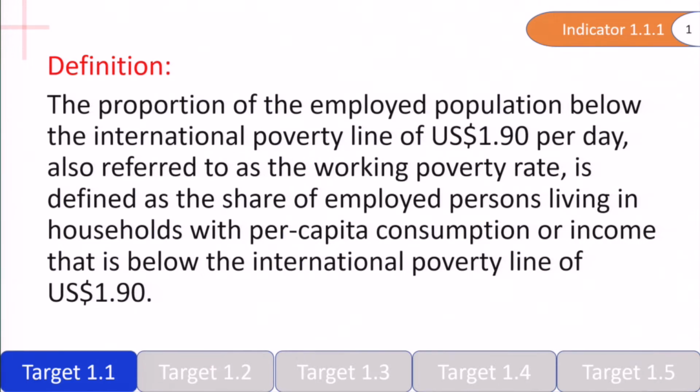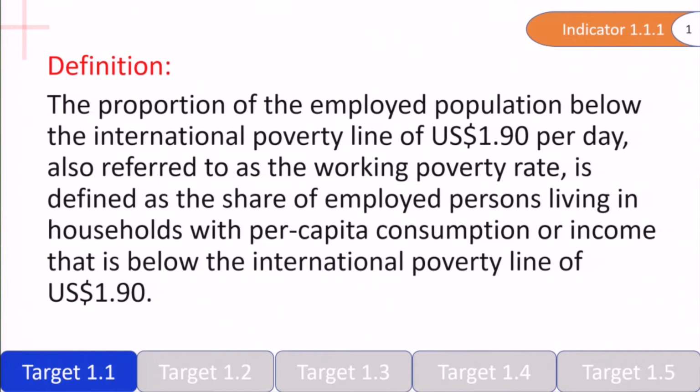The definition for this indicator is the proportion of the employed population below the international poverty line of $1.9. Now, this $1.25 was fixed earlier. Today, the current poverty line is $1.9. So, the definition has been revised: anybody living below the poverty line of $1.9 per day is referred to as the working poverty rate, and the share of employed persons living in households with per capita consumption or income that is below the international poverty line is treated as people living below the poverty line of $1.9 per day.